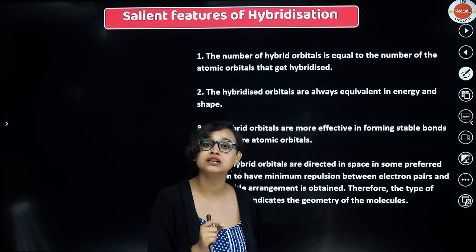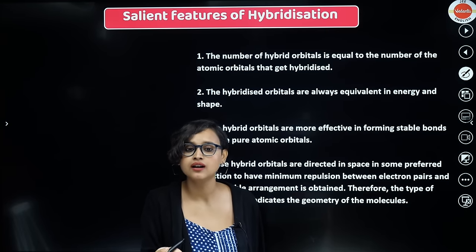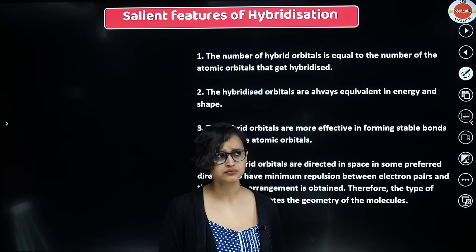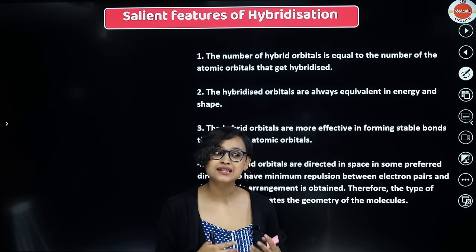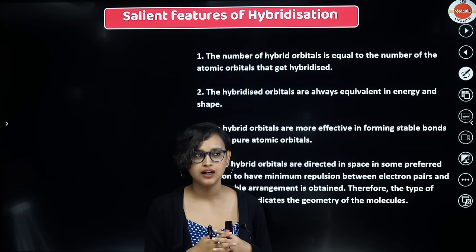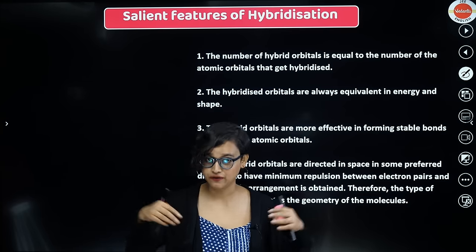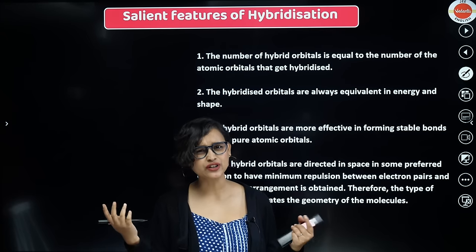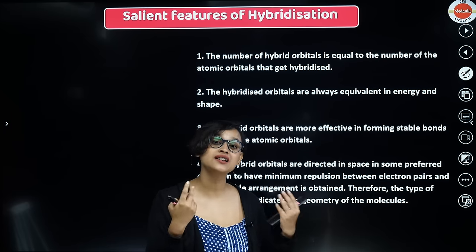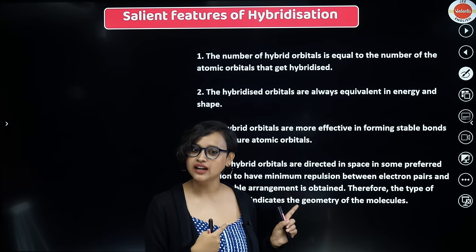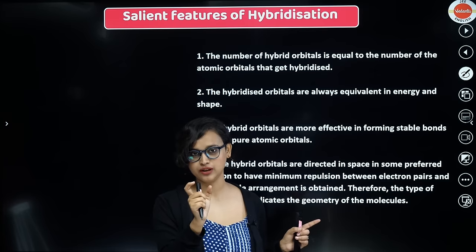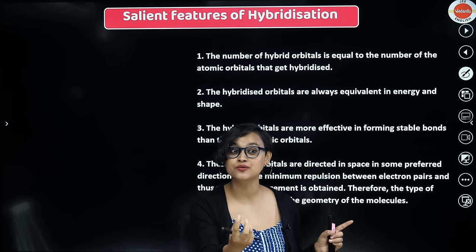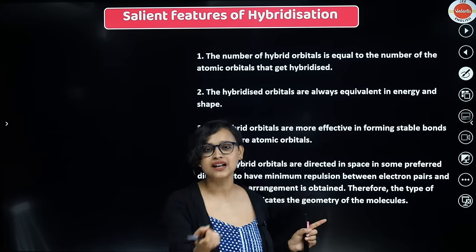Now, the hybrid orbitals are more effective in forming stable bonds than the pure atomic orbitals. Even in nature, people usually say that if you have variety in your DNA, if your DNA has got hybridized, your chances of survival are more. Survival of the fittest is what Darwin said. The very same way here, when are they able to form a stable bond? When the orbitals are hybrid, rather than pure atomic orbitals, when they have equivalent energies and almost the same shape, that's when they are more stable.